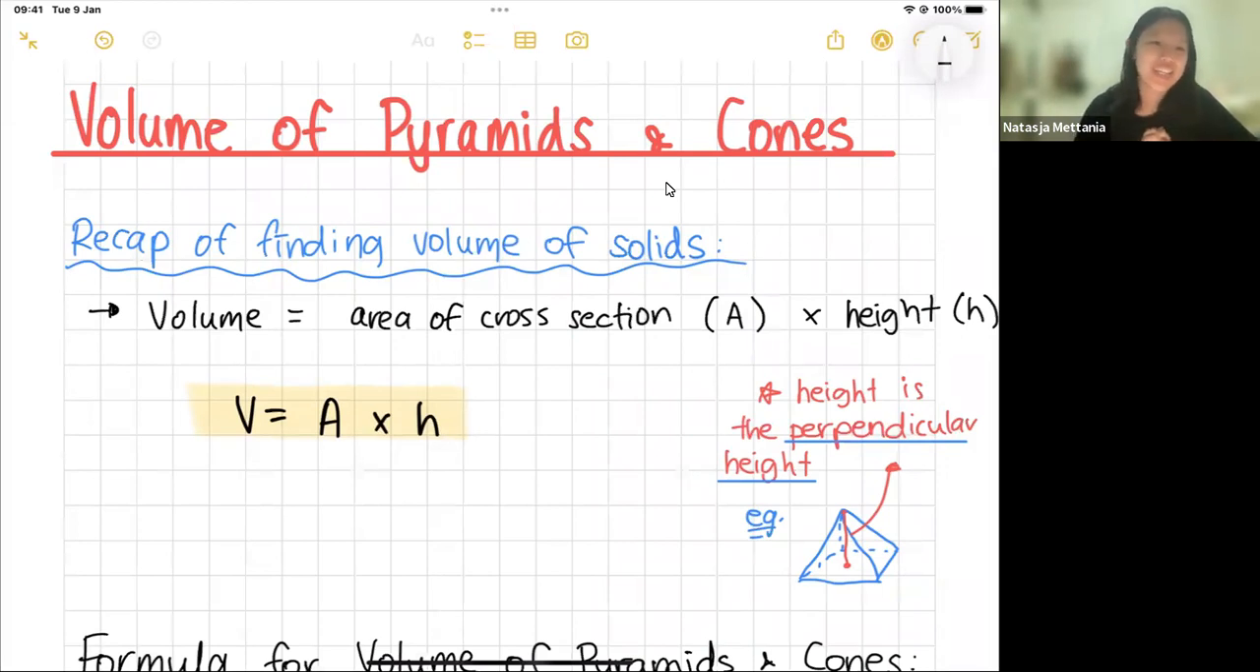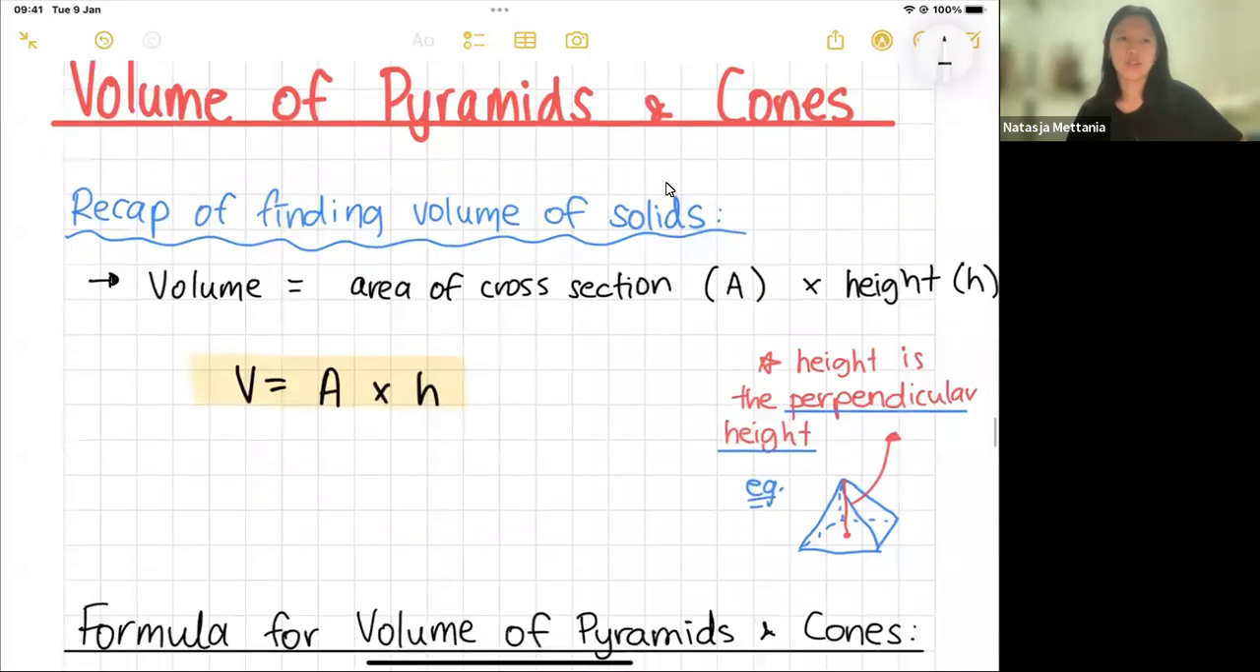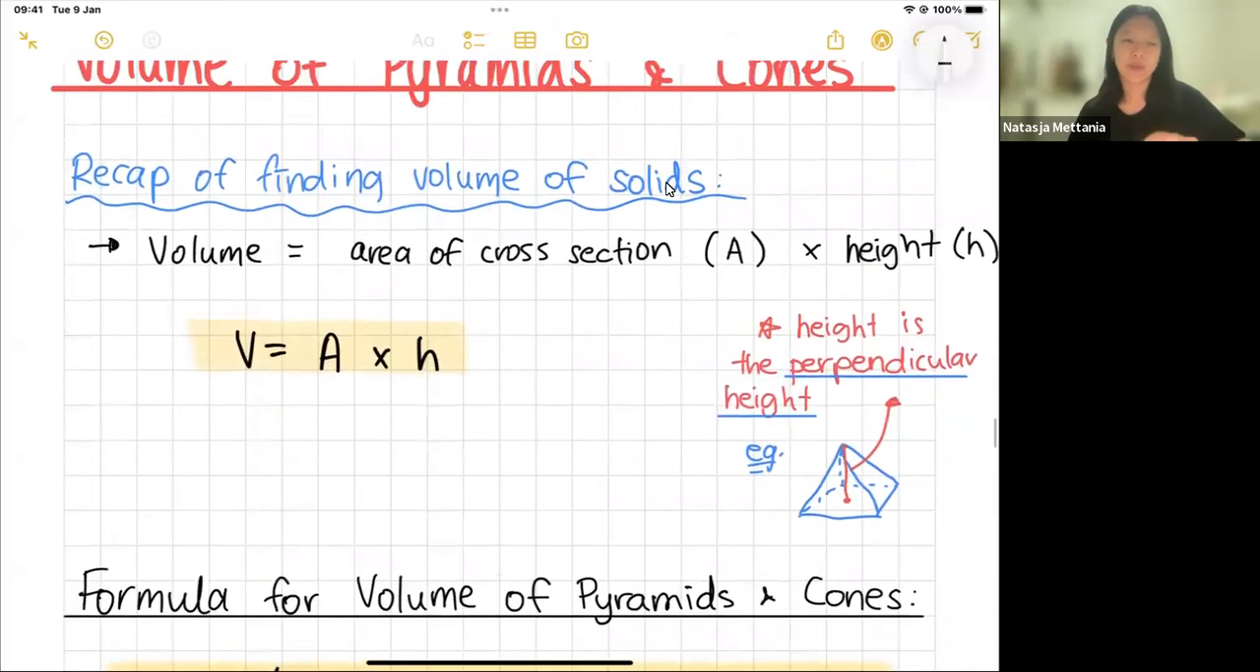So let's do a little short recap of finding the volume of a solid. So in particular, prisms, cylinders, things like that. The recap of this is basically to find the volume of a solid, you always need the area of the cross-section times the height.